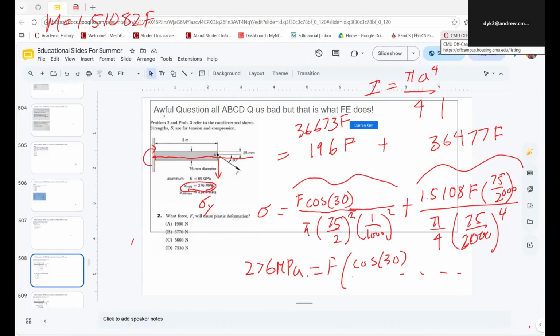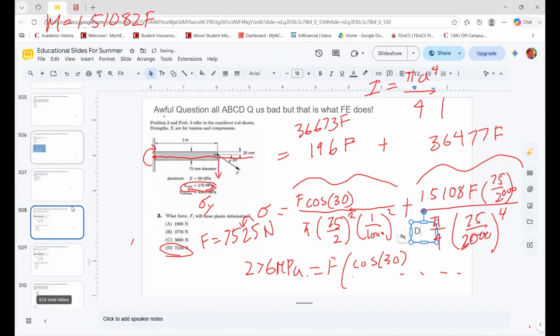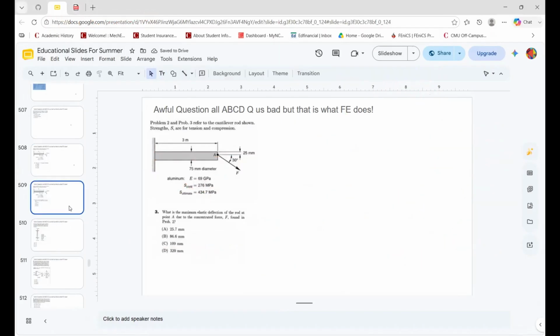So if I do 276 divided by 36673. Oh, I get an answer, so it must be correct. I thought it would be too big. My intuition was wrong this time. So 727525, that is Newtons, so you get D. Yeah, sometimes my intuition is wrong. So make sure to do the math instead of relying on intuition. Intuition is half the time wrong, so it's the math that you need to make sure you're not going in a wrong direction.